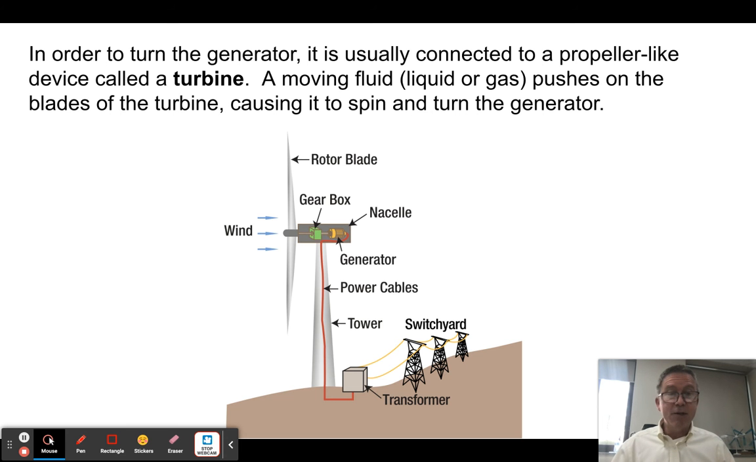Now, how do you get it to spin? Okay, how do you spin that generator? Well, usually we use a propeller-like device called a turbine. So a turbine is basically any propeller-like device that spins anytime a fluid moves against it. So a fluid, remember, can be either a gas or a liquid. So in the case of a wind turbine, when the wind blows against this propeller-like device, it spins. As it spins, it turns the generator, it spins the coil wires inside the magnets, and then electricity flows down.